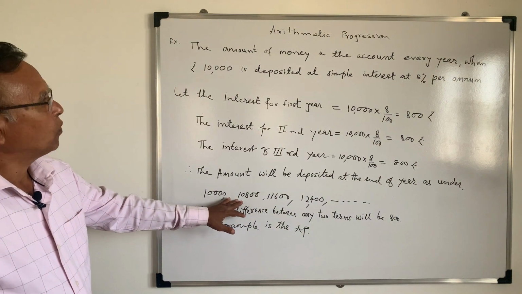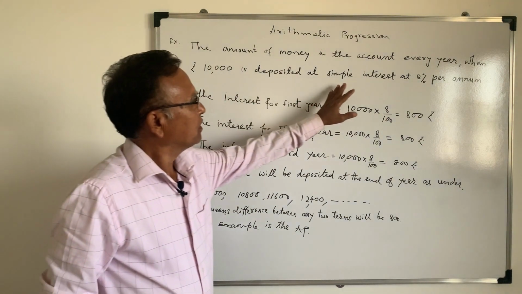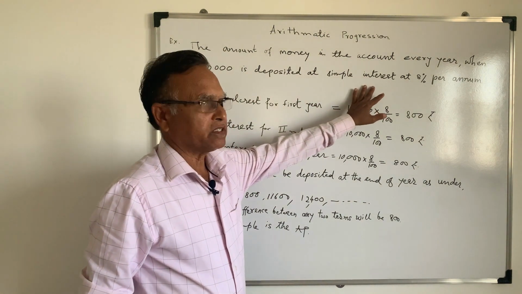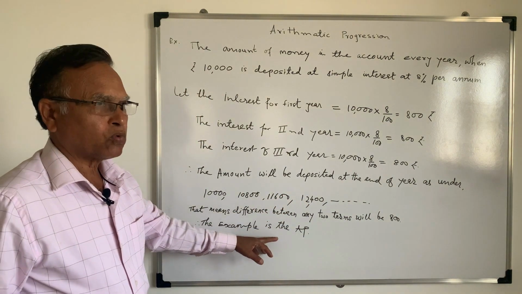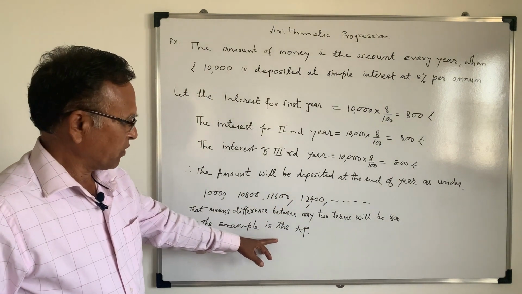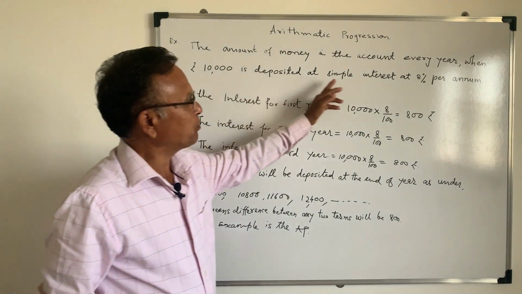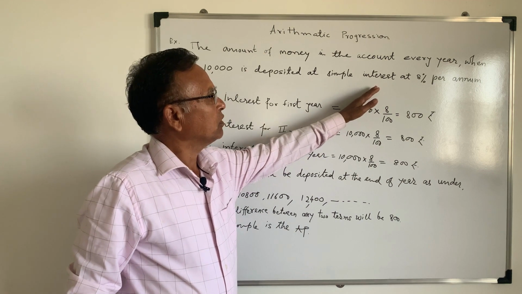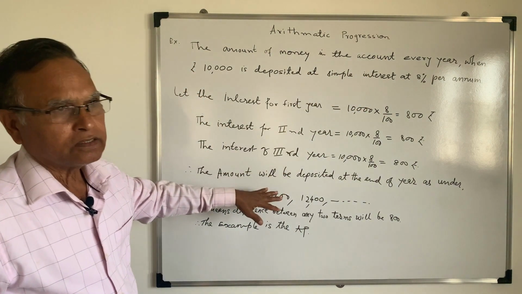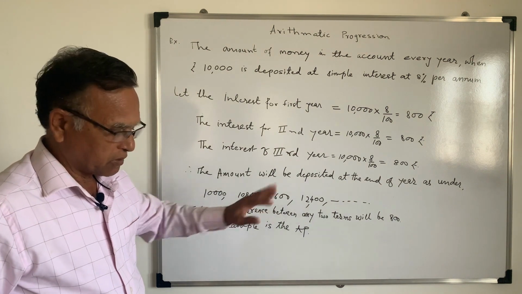So when 10,000 is deposited at the rate of simple interest, it will be an example of arithmetic progression. But when the same amount is deposited with compound interest, it will not be an example of arithmetic progression.